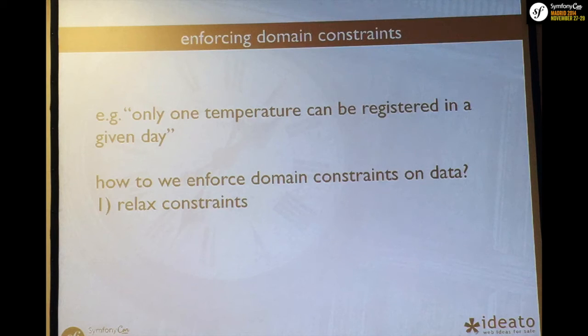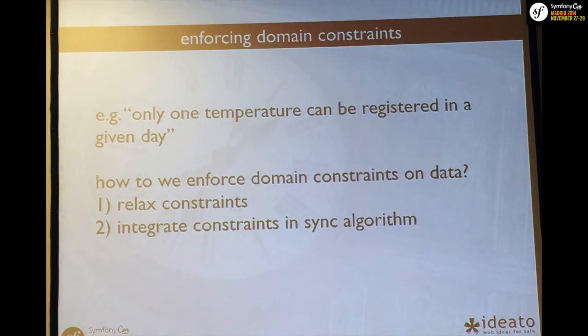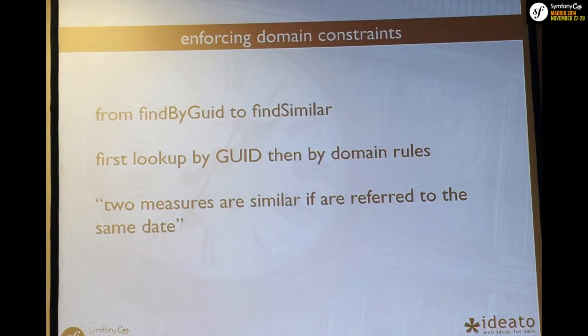Or you can basically integrate constraints in the synchronization algorithm. How can you do that? In the previous slides, I defined a find by GUID, which basically looks for a record with a given global unique identifier. Well, now we need to use a find similar, which performs first a lookup by global unique identifier and then by specific domain rules.